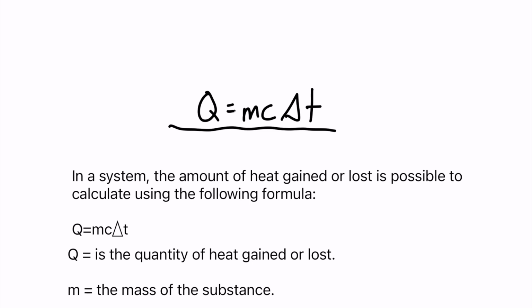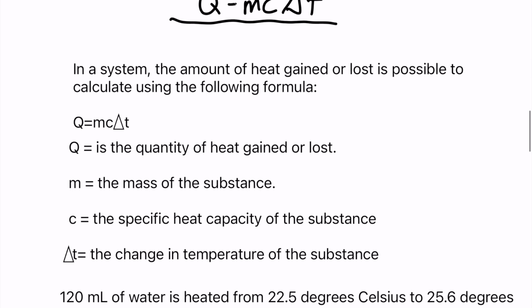So in the mini lesson, it says in a system, the amount of heat gained or lost by a substance is possible to calculate using Q equals mc delta T. So let's go over what these variables actually mean.